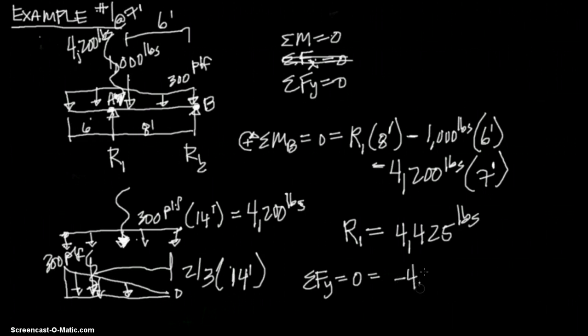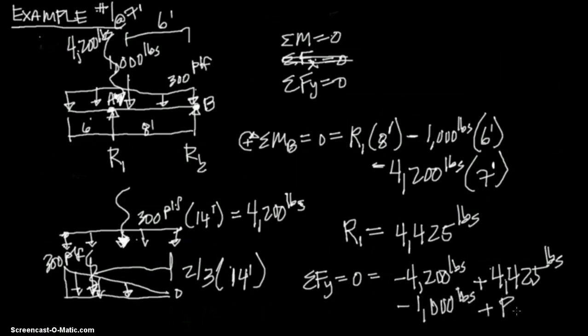So you have negative 4,200, positive 4,425, and then another negative 1,000 pounds, and then a positive R2. I'm going to go ahead and solve this in my head again. You have positive R2, so I like to keep it on this side. But you have 5,200 plus a negative 1,000, so it's negative 6,200 plus 4,425, and you divide it out, and you're going to get 1,775 for R2.